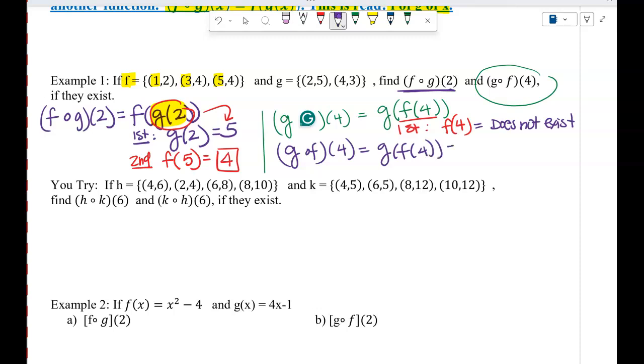If this does not exist, then g of f of 4 does not exist. DNE means does not exist, okay? Because it says here, find it if they exist. In this way, in the second half, it does not exist.